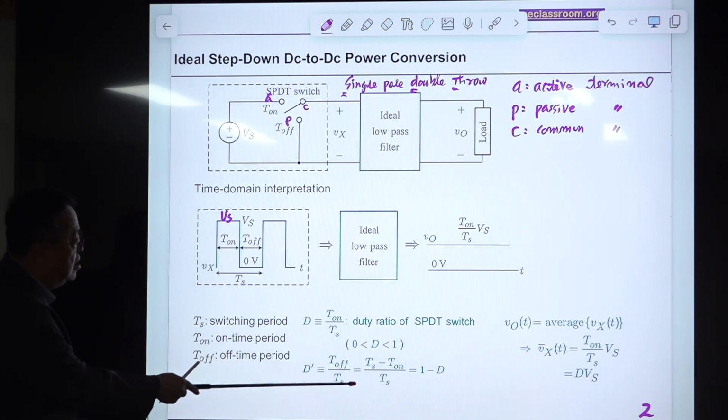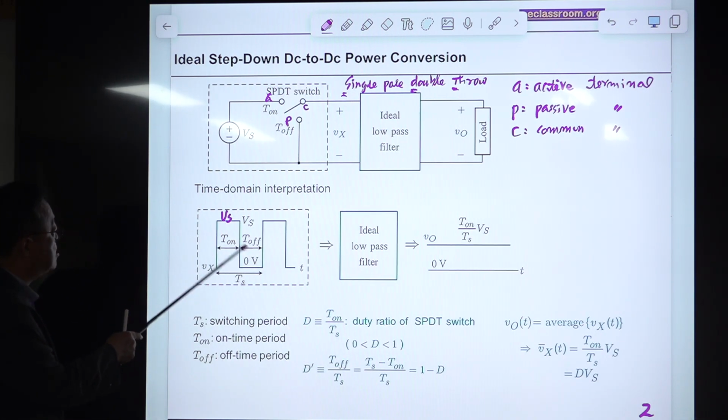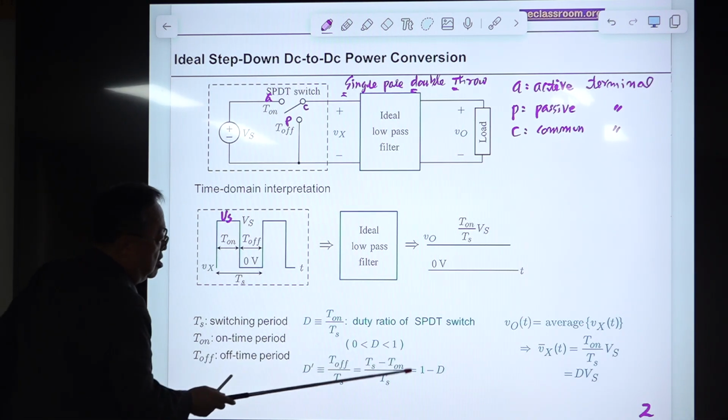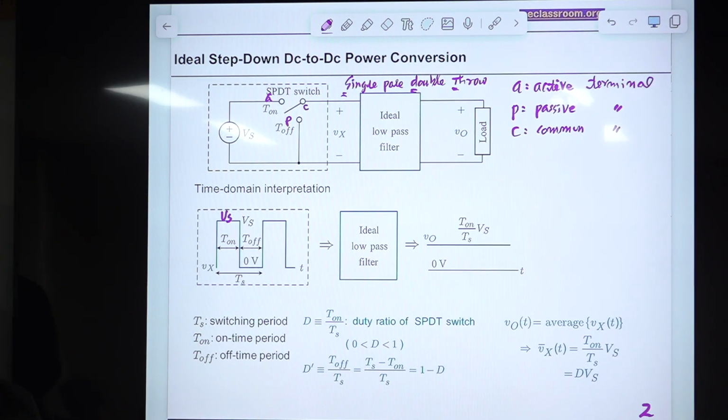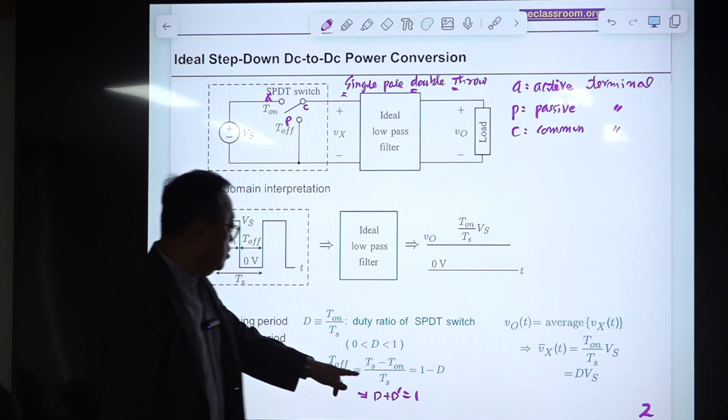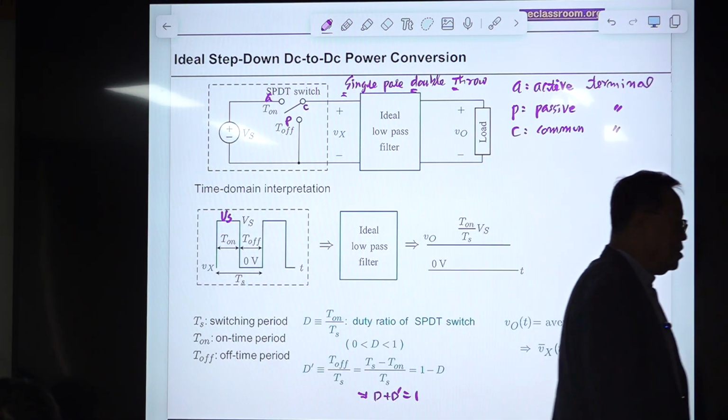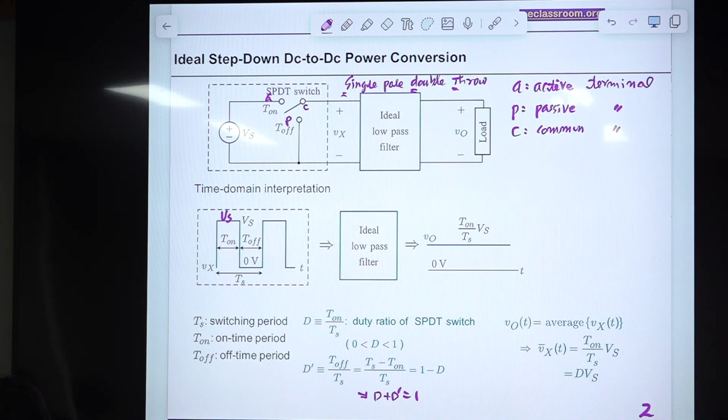And the Ts is T on plus T off. So using this, D prime is given by 1 minus D. So in other words, D plus D prime is always 1. This looks obvious, but sometimes you will be using this fact in analyzing some complicated things.